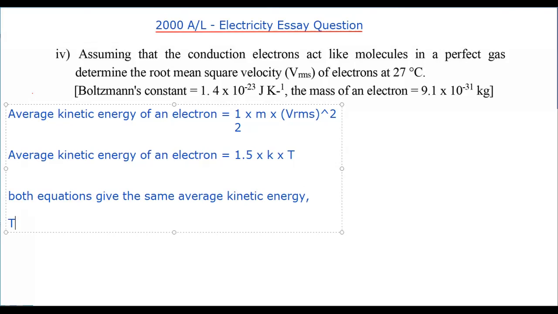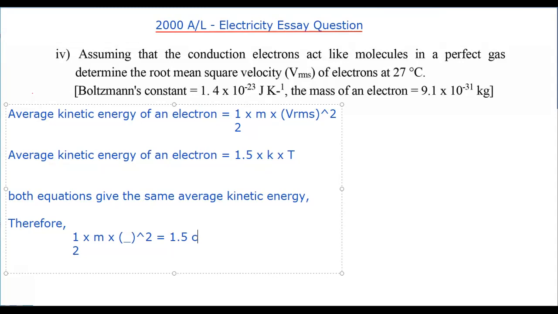So then we can write this equation. Therefore, both equations give the same average kinetic energy. The kinetic energy given by the first equation, half mv square, should be equal to the kinetic energy given by the second equation, that is 1.5 kT. Can you see here? Can you simplify VRMS from this?